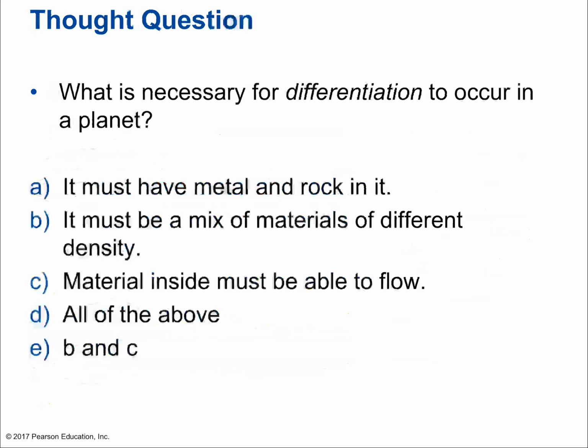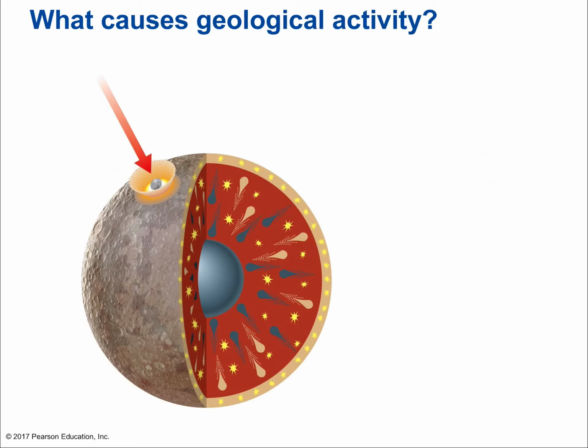So what is necessary for differentiation to occur on a planet? Make sure you can answer this question based on the slides we just talked about. Take a moment. Okay, it's B and C. It must be a mix of materials to begin with. You can't just have one uniform density. And the material inside must be able to flow. And the rock is able to flow slowly over time, driven by gravity.